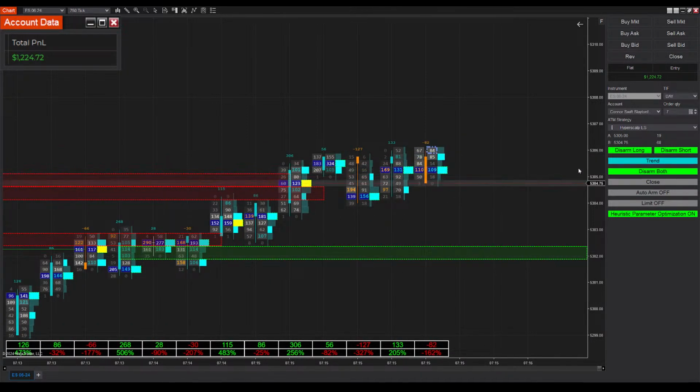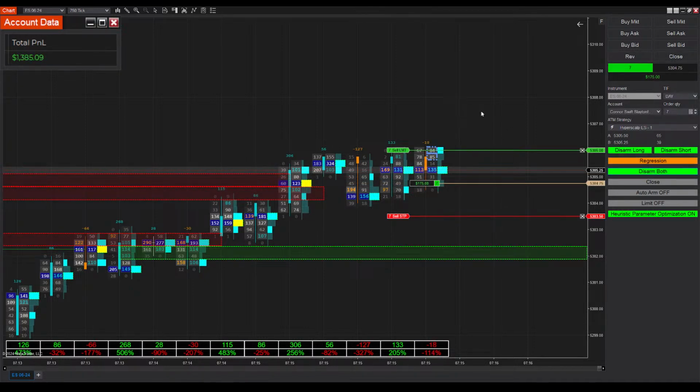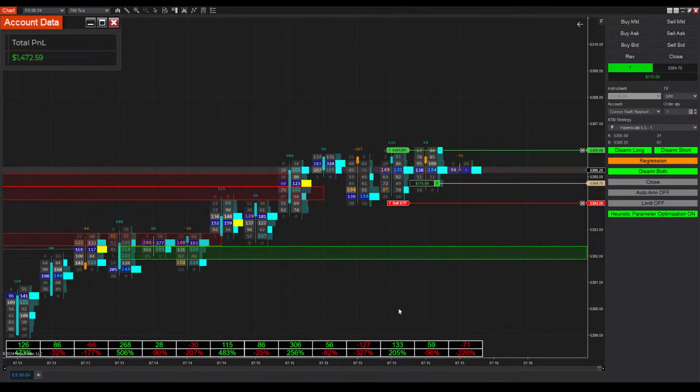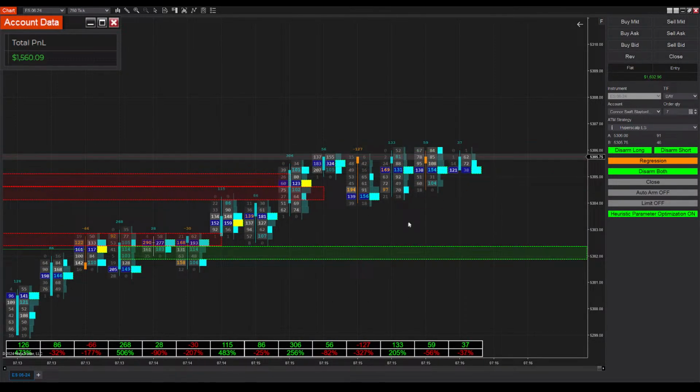We're going to be switching it back into regression due to this large amount of chop. Right when we did that, we actually got filled into a long position there. It reached our automatic stop chase.